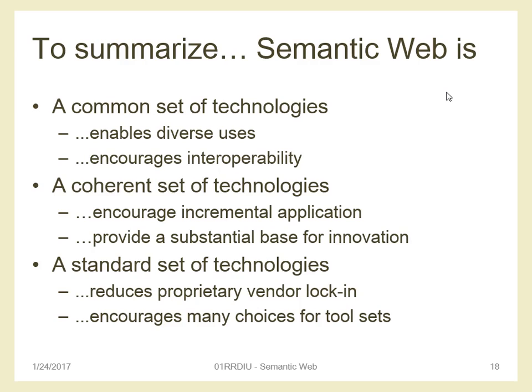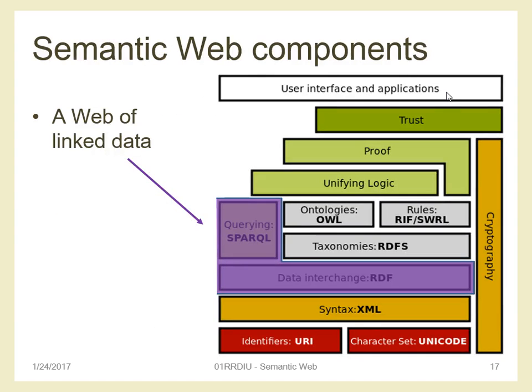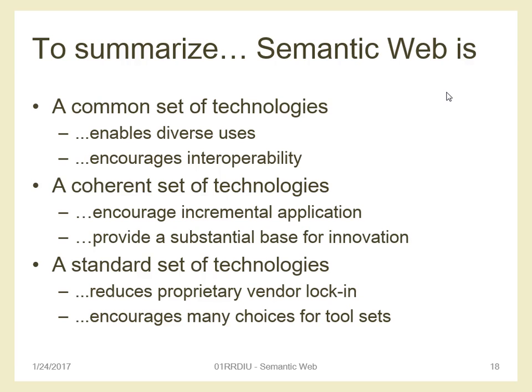So the semantic web is a common set of technologies that could be used in a different way, in an interoperable way. It's a coherence of technology, so each technology speaks to the other one and they can exchange information. They have been designed to be used by other technologies, so they are coherent. They provide a substantial base of innovation, so it's important to write innovative applications with them.